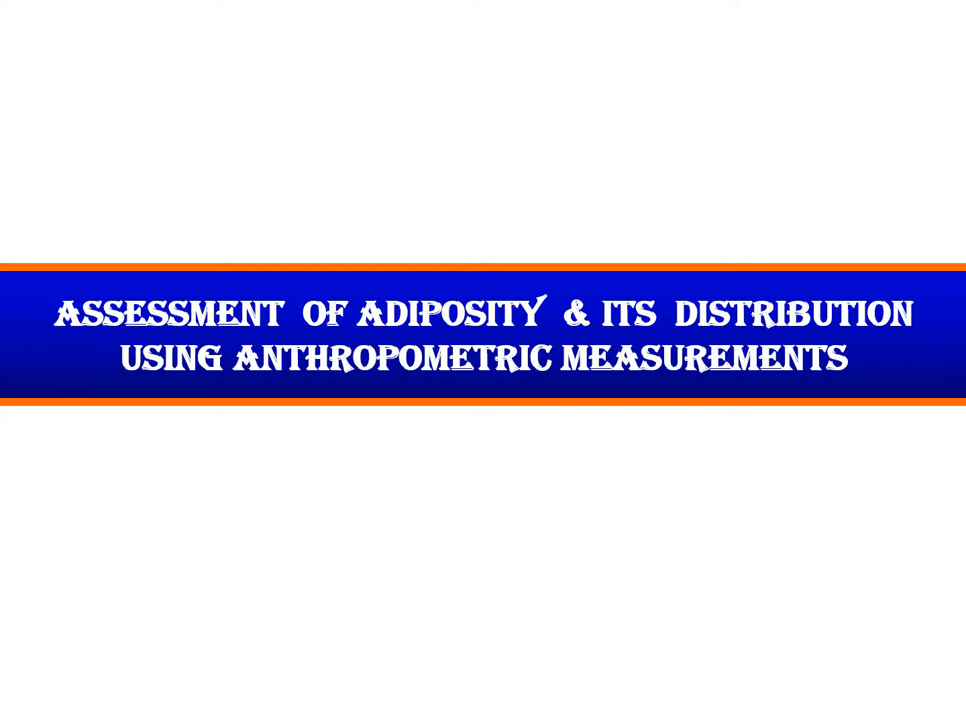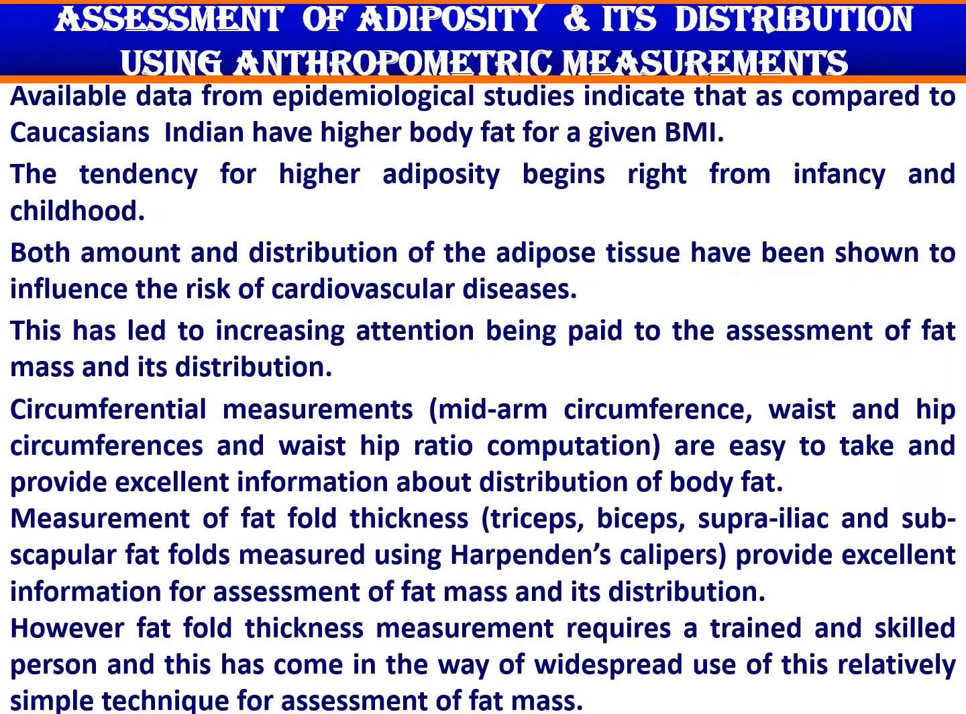Assessment of adiposity and its distribution using anthropometric measurement has always been one of the important methods of assessing adiposity. Available epidemiological data indicate that as compared to Caucasians, Indians have a higher body fat for any given BMI. The tendency for higher adiposity begins right from infancy and childhood and goes on right through adult life. Both the amount and the distribution of adipose tissue have been shown to influence the risk of cardiovascular disease.